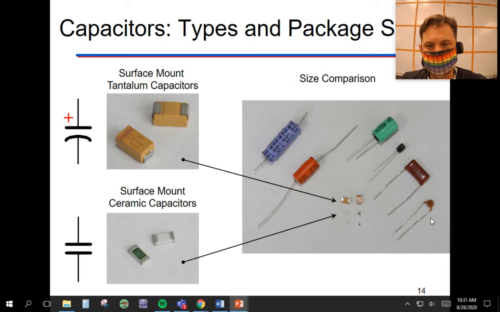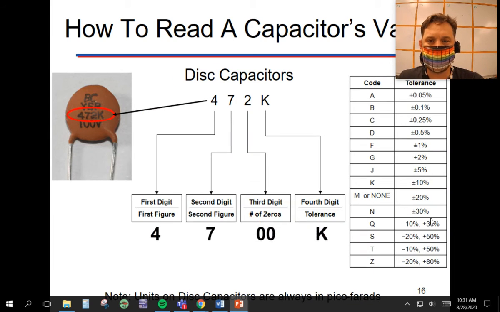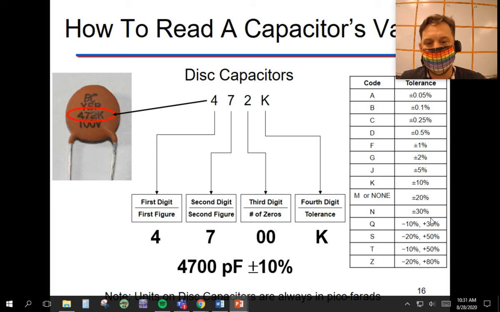And then we have some others. Now, when we look at these guys, these are pretty easy. They're going to just tell you what the deal is. If it doesn't tell you, the default is going to be plus or minus 20%. So you just need to kind of remember that. And these are almost always measured in microfarads. So you can see that there, micro. And so you just kind of read them. So they're pretty simple.